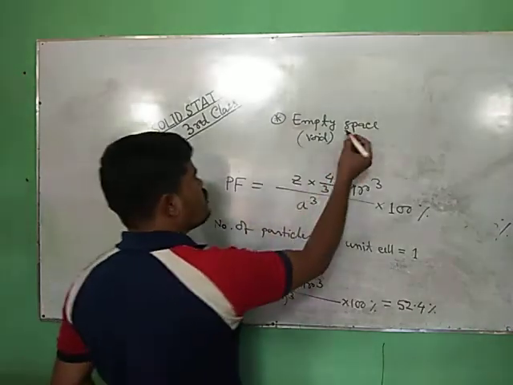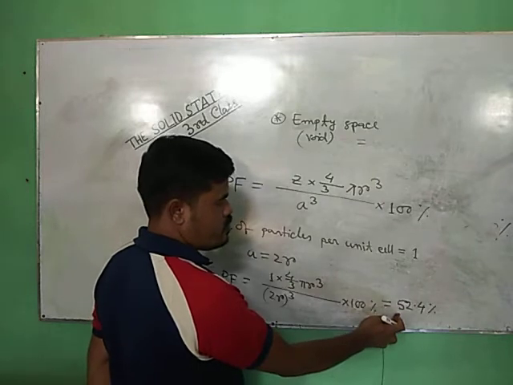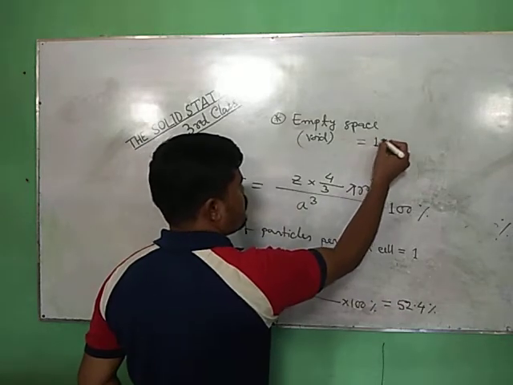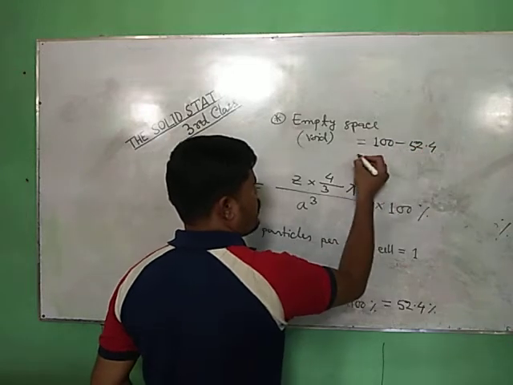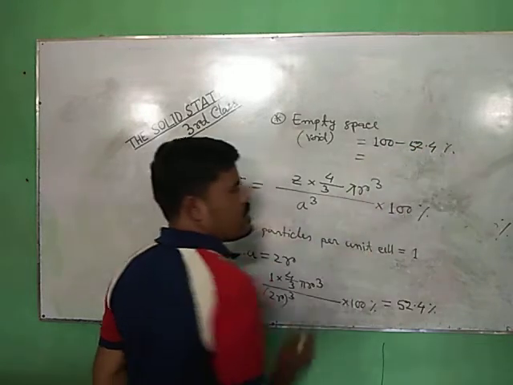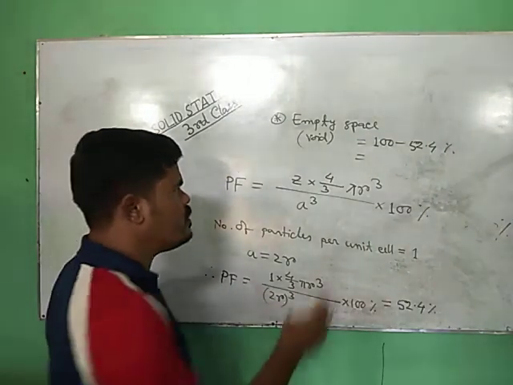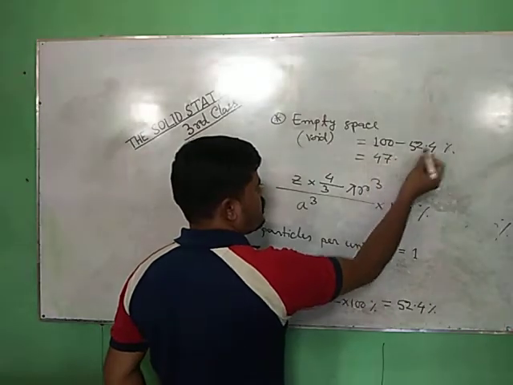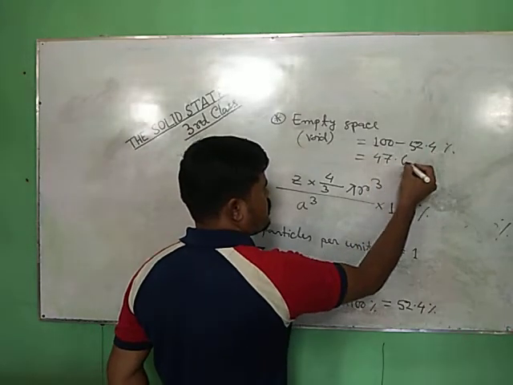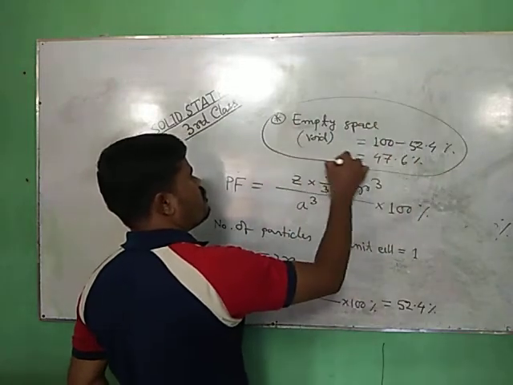Okay. So what will the empty space be? Already particles are present in 52.4%. So empty space will be 100 minus 52.4. What will be the result? The result will be 47.6%.